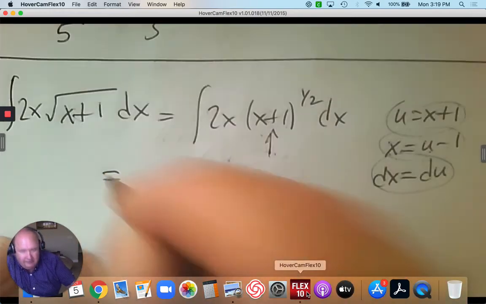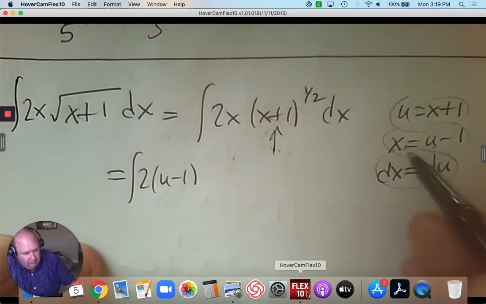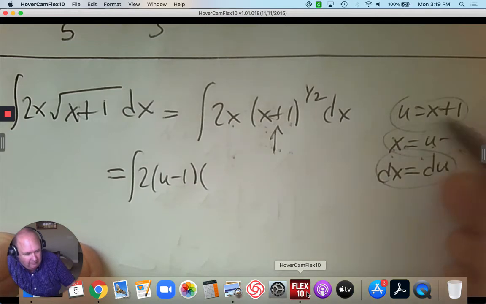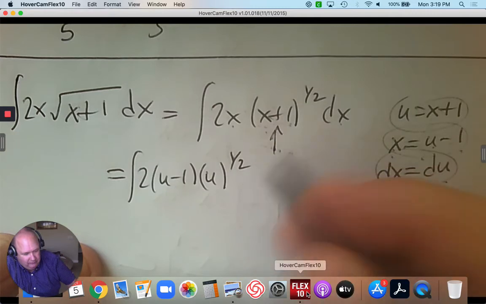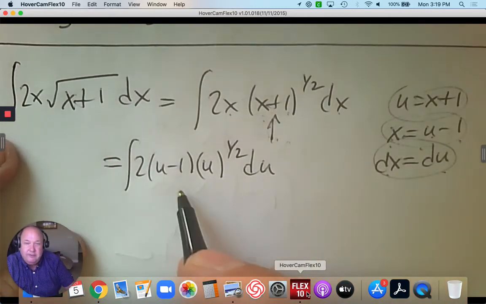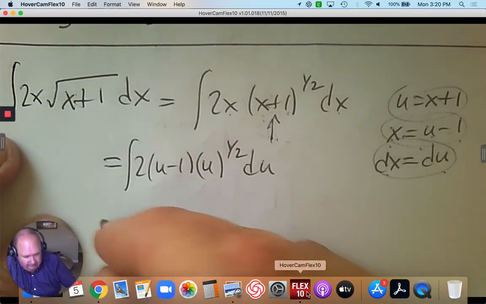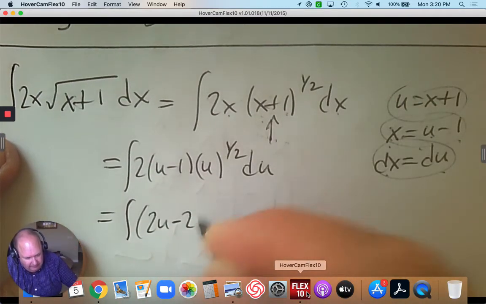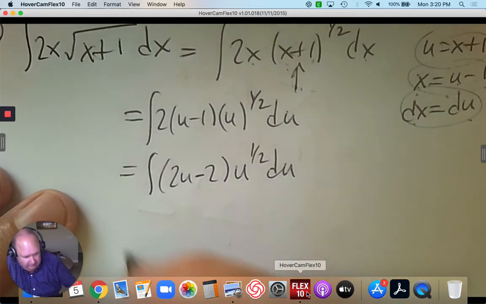So where there's x, I'm going to put in u minus 1. So x equals u minus 1. That's x right there. x plus 1 is u. And dx is du. So now we have no more x's. It's only u's. But we've done something where I can now actually do the antiderivative. Now I'm going to do some algebra first. So this is 2u minus 2, u to the 1/2. Still going to do more algebra.